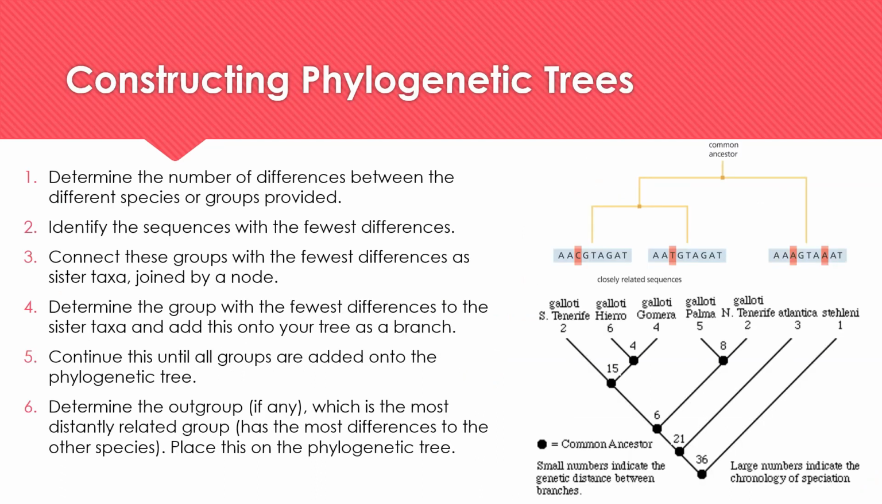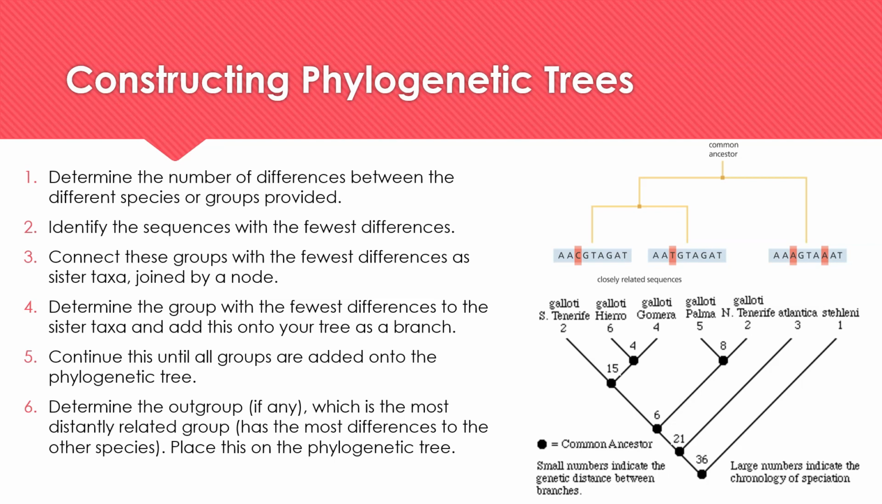There are a few steps when it comes to making a phylogenetic tree. The first one is you're going to need to know how many differences are there between all the different species or groups involved. Then you're going to go who has the least differences. Those are the 2 that will be most recently diverged from each other. Then you're going to kind of keep working through that.